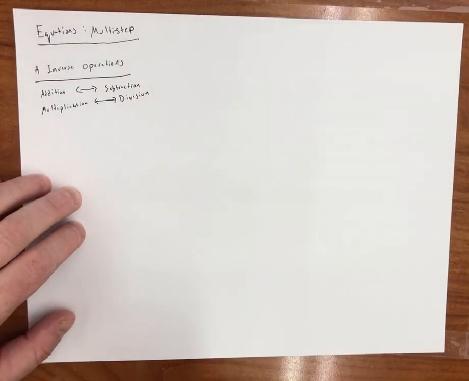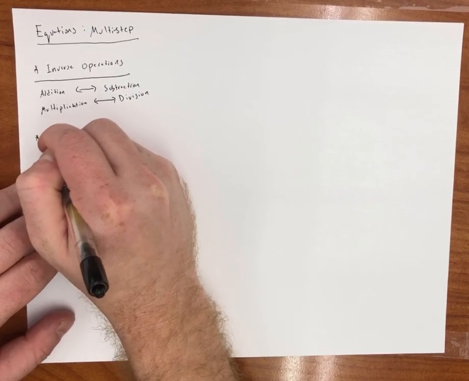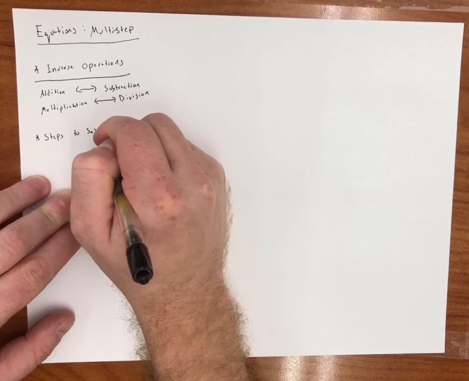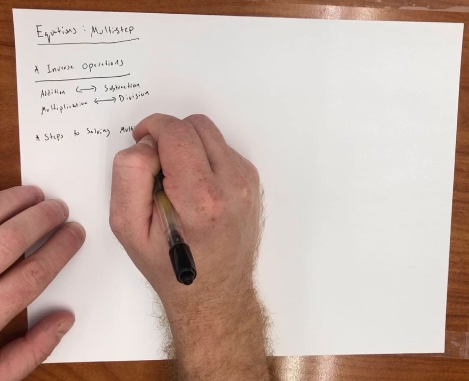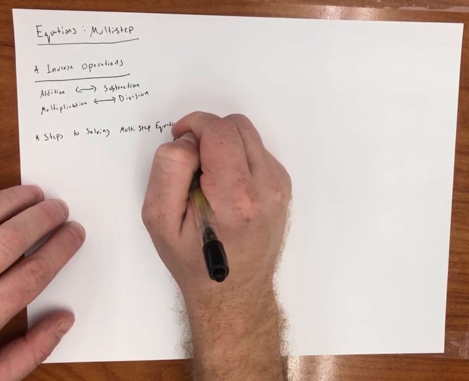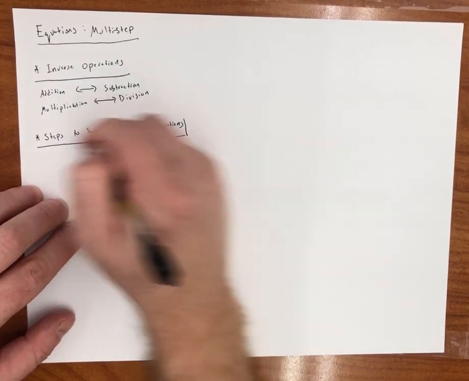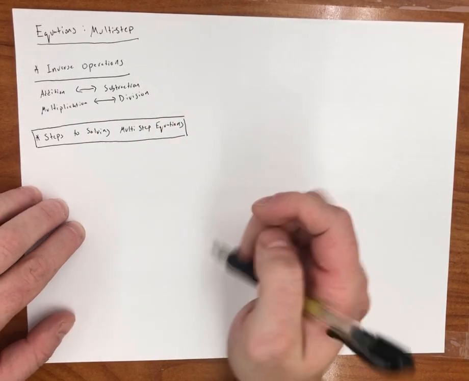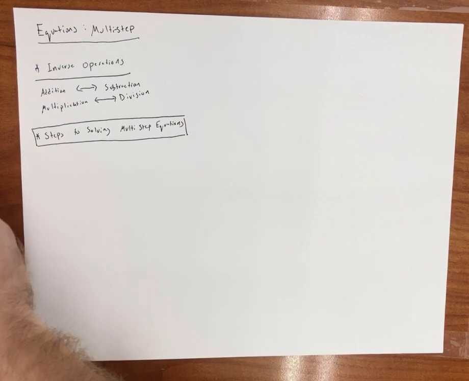Okay, so now we want to talk about steps to solving multi-step equations. So all we are doing is we are now enhancing what we know. We're expanding on that, which means we're growing. So there's two things that I want to talk about.